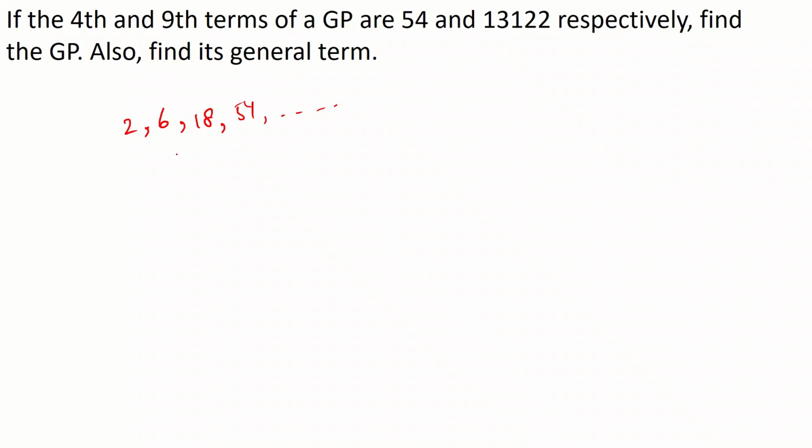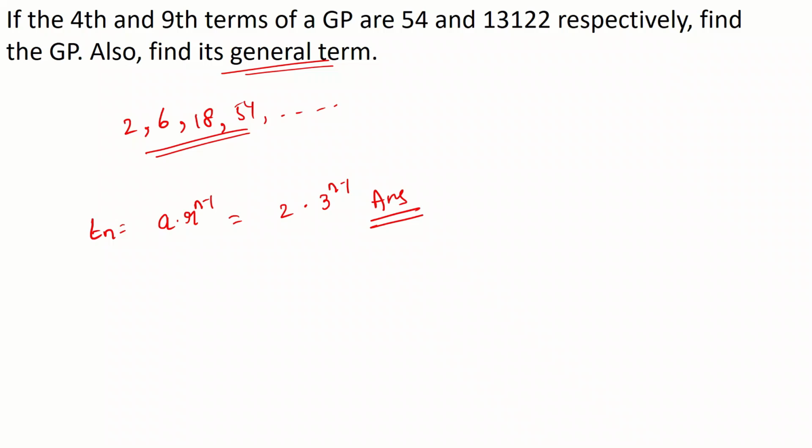Now they are asking you to find its general term. General term is Tn, which is equal to a times r to the power of n minus 1. So a is known to us, 2, r is 3. So it's 2 times 3 to the power of n minus 1 is my answer. This is the general term. Tn is equal to 2 times 3 to the power of n minus 1 is the general term for the given geometric progression.